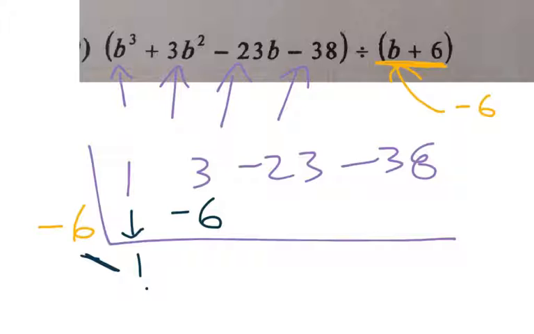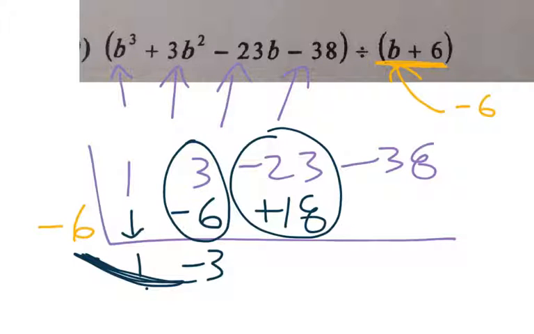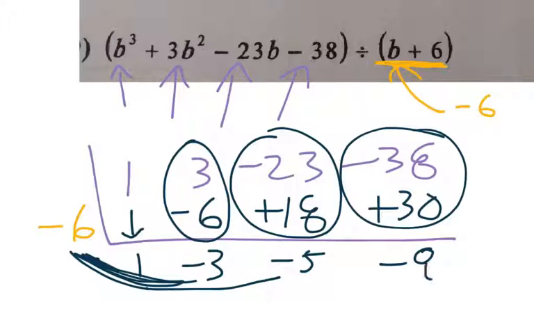I bring it up here underneath the next coefficient. When I add 3 and negative 6, I get negative 3. I again multiply by negative 6. I get positive 18. When I put those together, negative 23 and 18 is negative 5. One more time, the negative 5 times the negative 6 would be positive 30. And if you do negative 38 plus 30, you get negative 8.